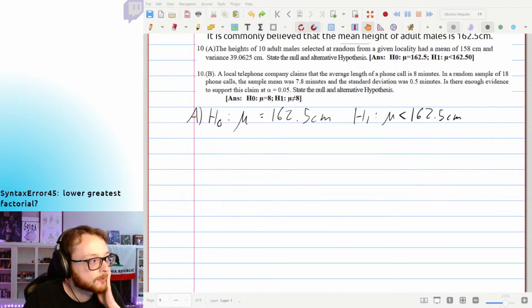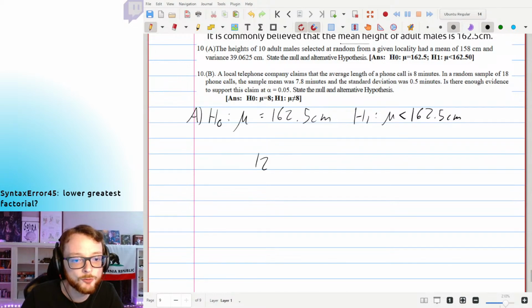Lower greatest factorial is the factorial that's closest to it without going over. So if you have 124, the nearest factorial is 5 factorial, which is 120. So 120 is the closest. Yeah, you see?